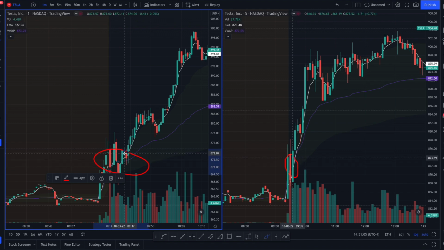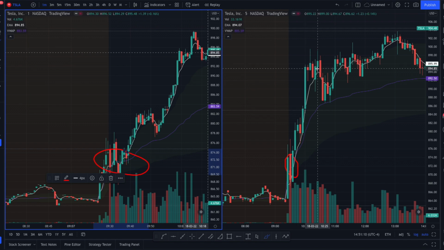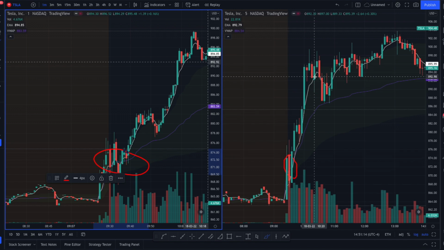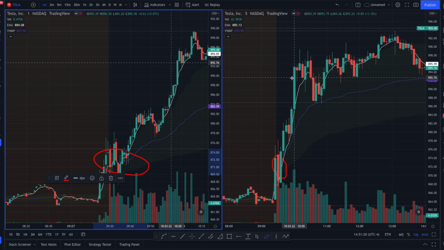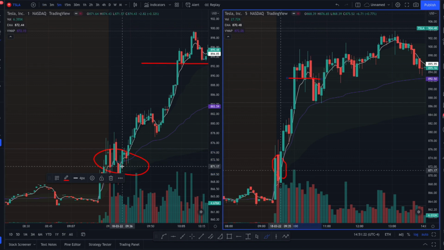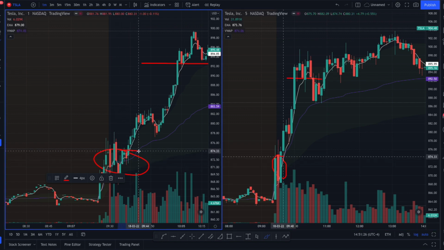So when are we going to exit? We're going to exit on the 5 minute when the price closes below the 5-day EMA. Remember, a green candle opens here and closes here, and a red candle opens and closes here. So this is where we're going to exit right here. This entry would have taken us from 874 to about 892, which is a very good profit on Tesla on Friday using this strategy.